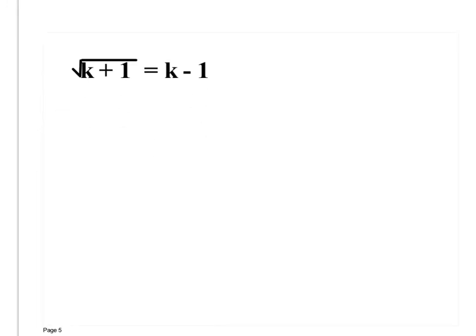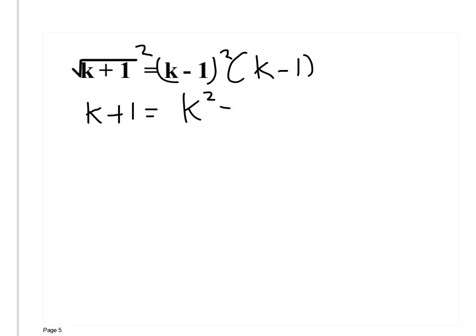Write this down. Square root of k plus 1 is equal to k minus 1. Okay, I've got the radical sign by itself, so I can go ahead and square both sides, which means I have to square k minus 1. So I have k plus 1 over here. Here, if I square it, I have k minus 1 times k minus 1, which when you do that, you get k squared minus 2k plus 1. Remember, that is a perfect square trinomial.